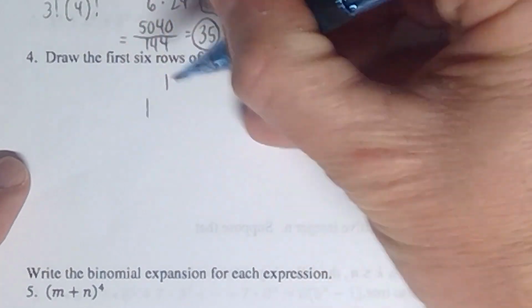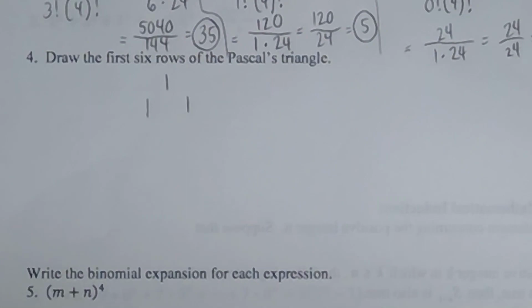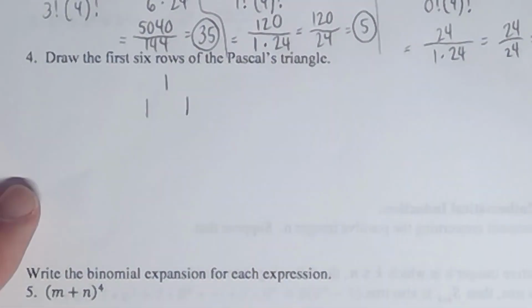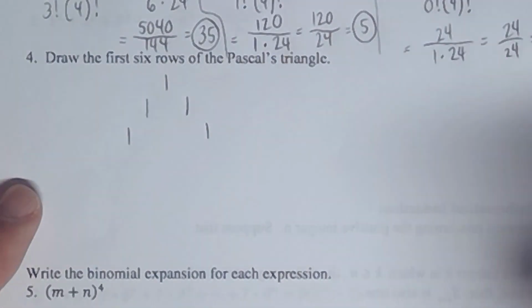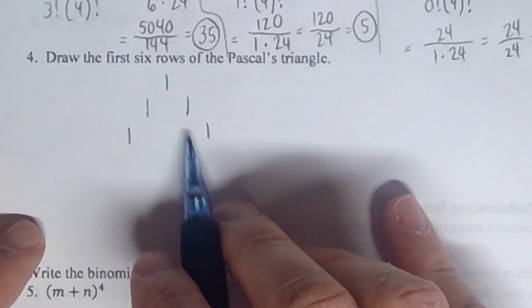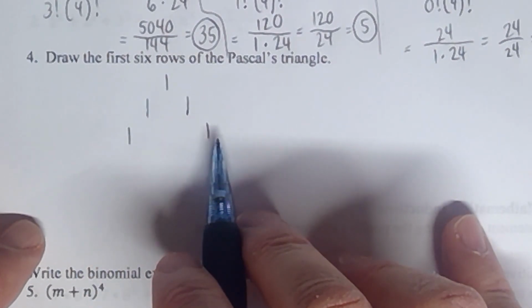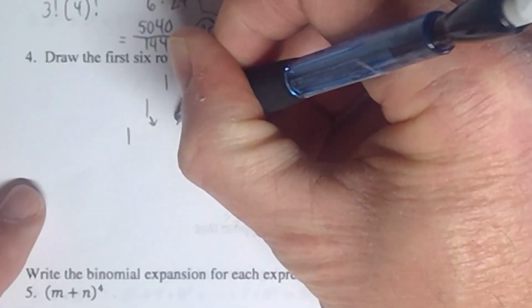Now, since there's only 2 numbers in this row, and since the first and last number's got to be 1, then those are the only 2 numbers in that row. But the next row is going to have 3 numbers, and so that's different. Remember, the first and last number's got to be a 1. But that leaves an empty spot here in the middle. We got to have a third number, right? We got to have a total of 3 numbers. How you do that is you add the 2 numbers right above it like that.